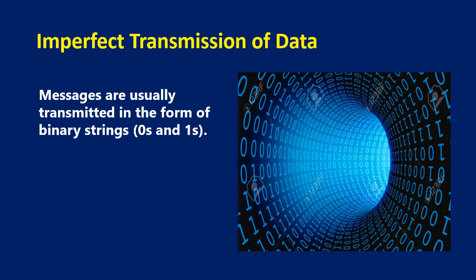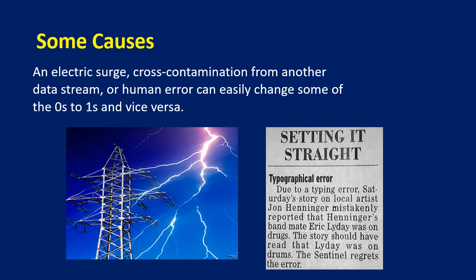Imperfect transmission of data. As I've already mentioned before, we send messages through noisy channels, and messages are usually transmitted in the form of binary strings, zeros and ones. Some causes of the imperfect transmission of data are sometimes an electric surge, cross-contamination from another data stream, or human error. It can easily change some of the zeros to ones and vice versa.